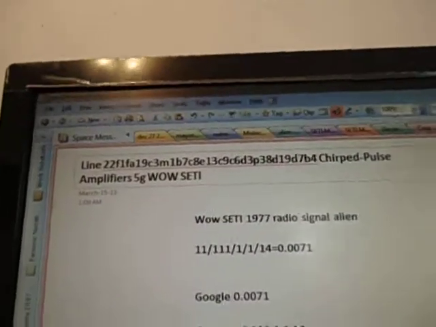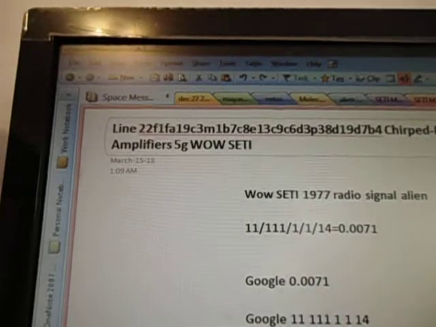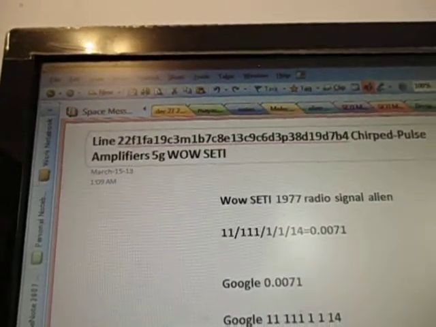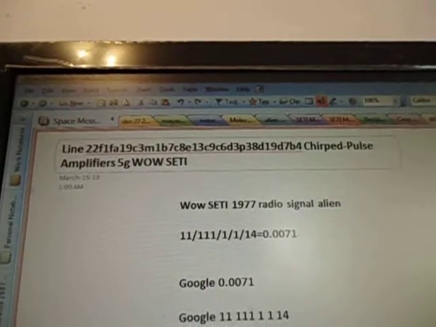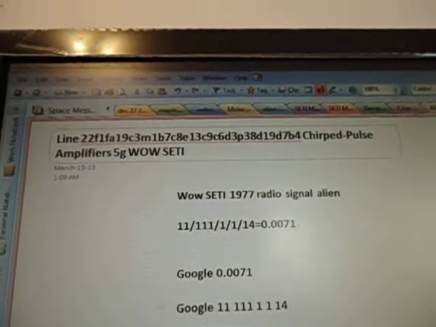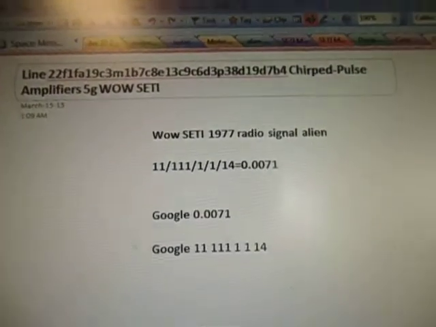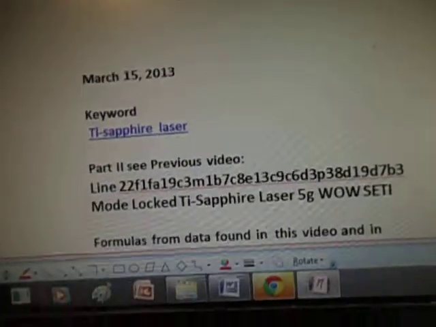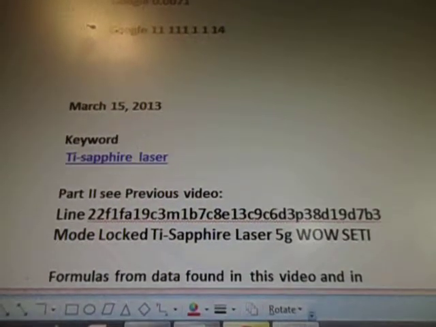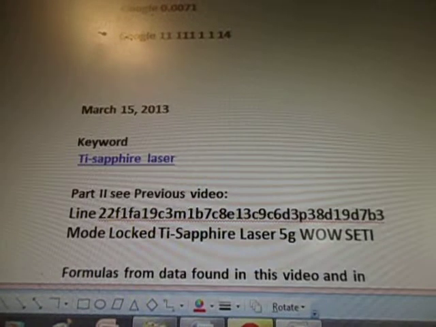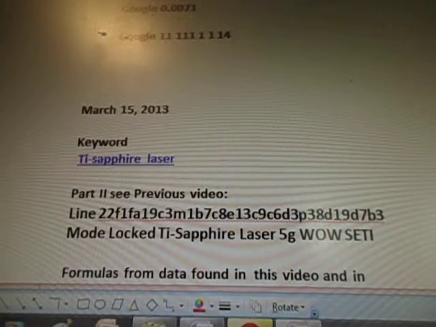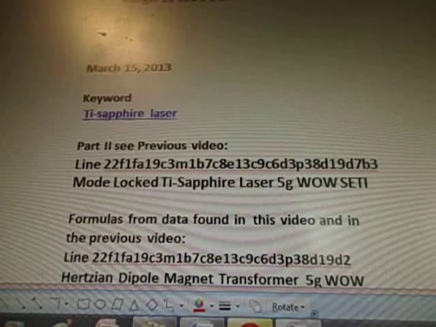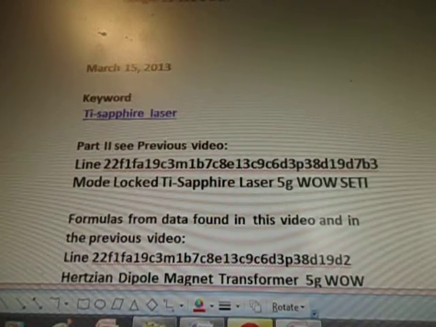284C3M1B7C8E13C9C6D3p38d19d7b4. Line 22f1fa19c3m1b7c8E13C9C6D3p38d19d7b4. Chirped-Pulse Amplifiers 5G Wow Seti. There's the alien radio signal. March 15, 2013. Today's March 24th. This is about short pulse waves for long distance communications. The keyword is Ti-sapphire laser.